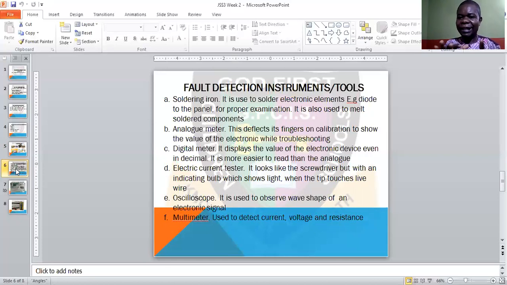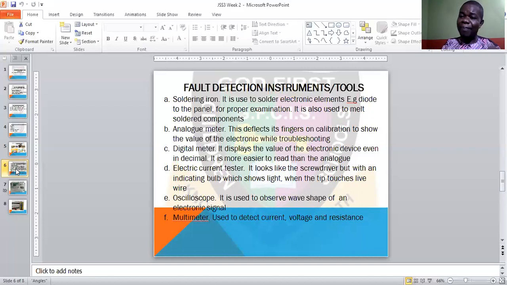Then the analog meter, it looks like a clock, but it's not a clock. It is a kind of device that is used to detect fault in electronics or to troubleshoot. It deflects its finger. It has a finger, just like I told you, the hand of the clock, the hour hand, the second, and the minute. It deflects the finger while you place the cables on the terminals or on the particular object you want to detect its fault.